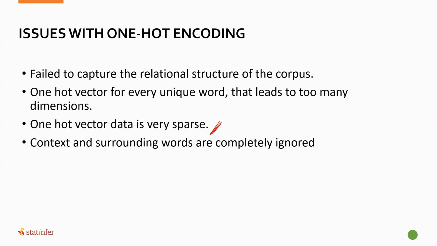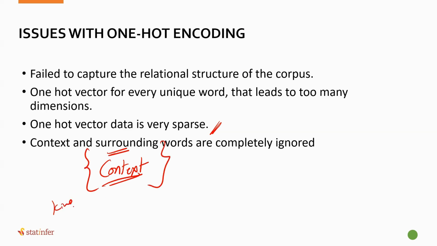And another issue is that one-hot encoding vector data is very sparse. Very sparse means there are too many zeros. And most importantly, one of the most important points is that you cannot preserve the context. What context am I talking about? That context is not preserved by one-hot encoding.